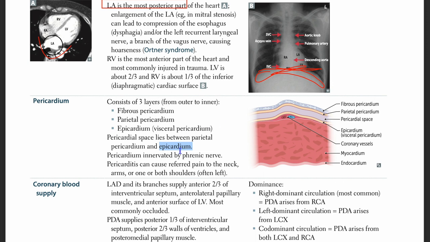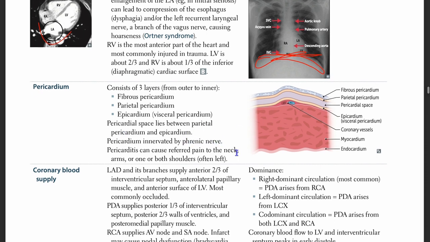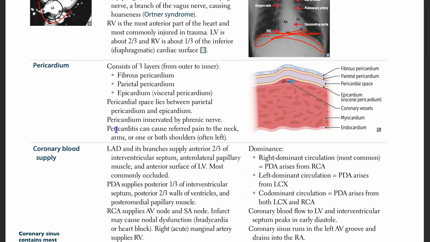This and this. And the pericardium is innervated by the phrenic nerve. This is important. Why? This is the reason why if you do have a heart attack or something, people feel pain in the arm, because the phrenic nerve goes from the diaphragm to the shoulders, if you remember the dermatomes. Then you have pericarditis. It can cause referred pain to the neck, arm, and/or one or both shoulders. Often it's the left side.